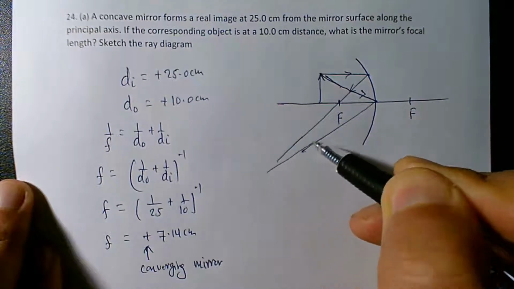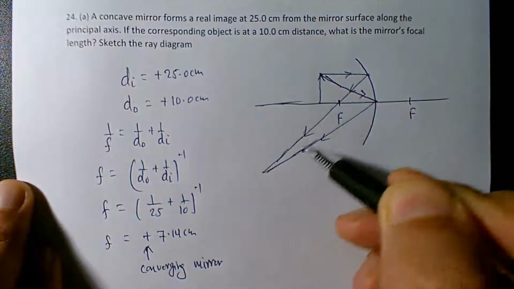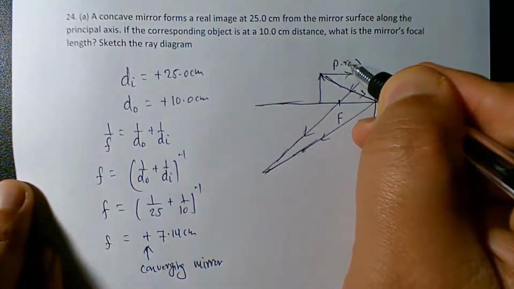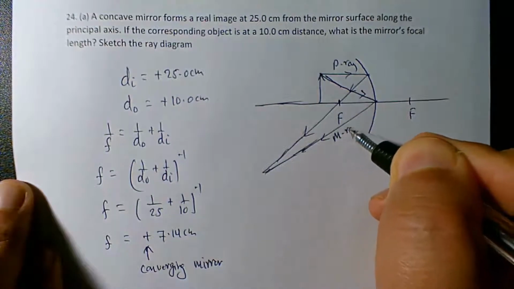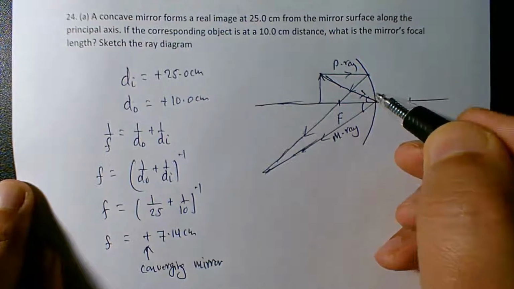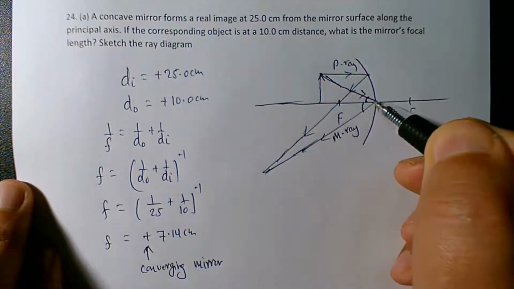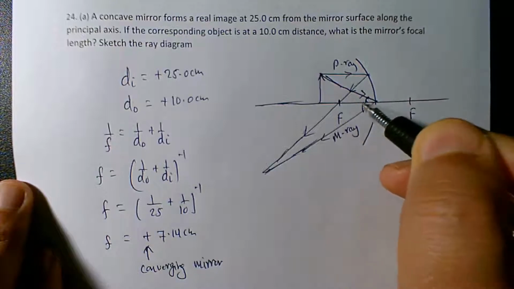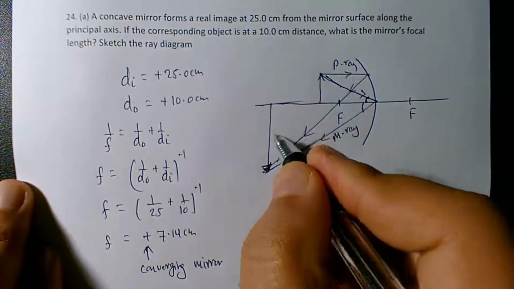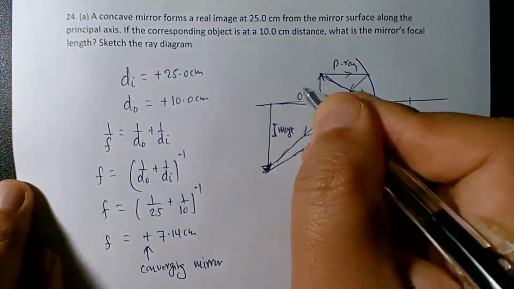So they will meet at a point like this, and they intersect. These two reflected rays will meet. So this is the P ray and this is the reflected M ray, because we know this reflected M ray must make exactly the same angle as the angle of incidence, and this is the normal. And you get a real inverted image. So this is the final position of the image, and this is the object.